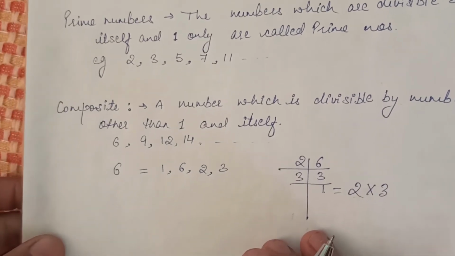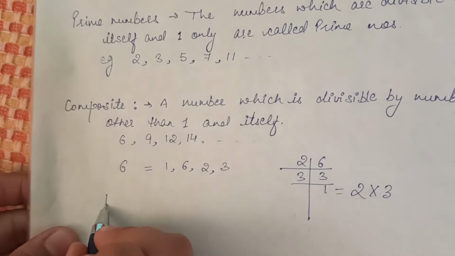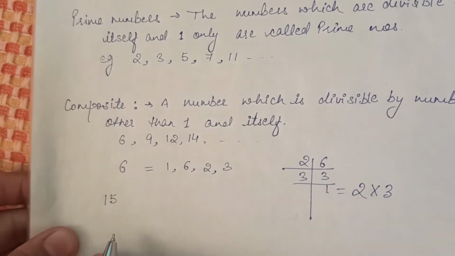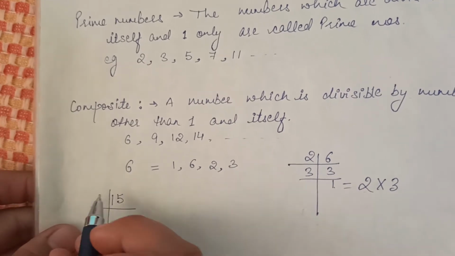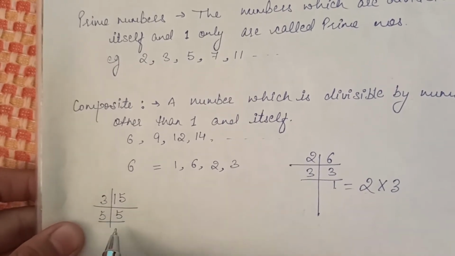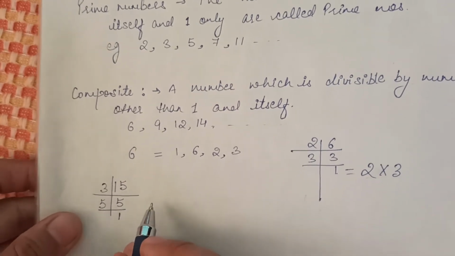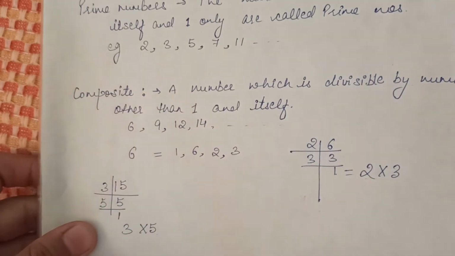Prime factorization. Let us take one more example. For example, we have the number 15. If we have to factorize it into its prime factors, how will we do it? We will take the first prime factor, that is 3. 3 into 5 and 5 into 1. 5 ones are 5. So what are its prime factors? Its prime factors are 3 and 5.